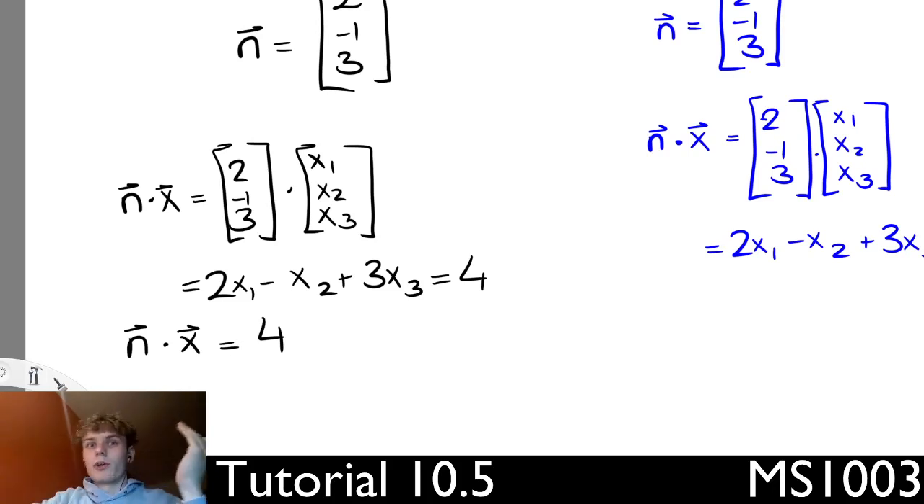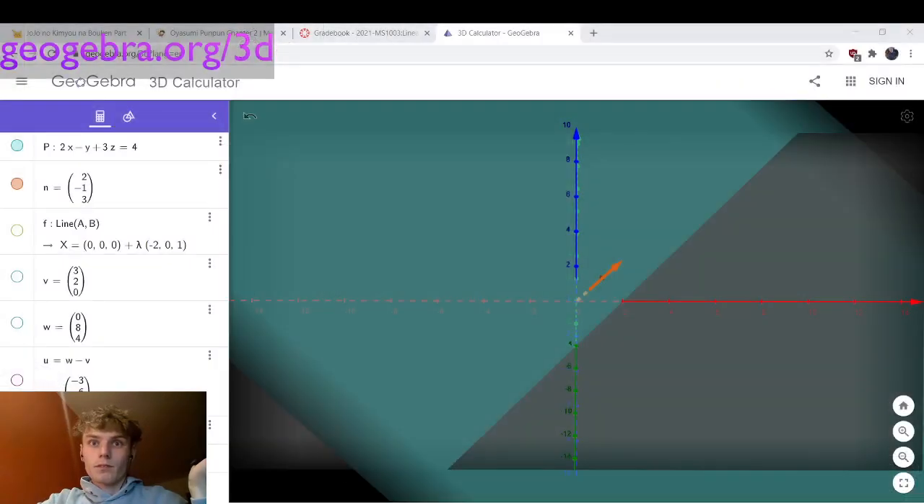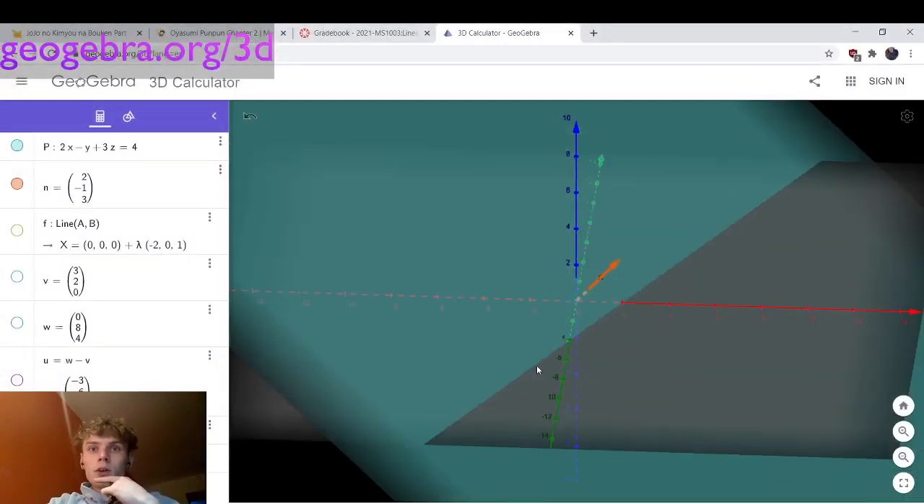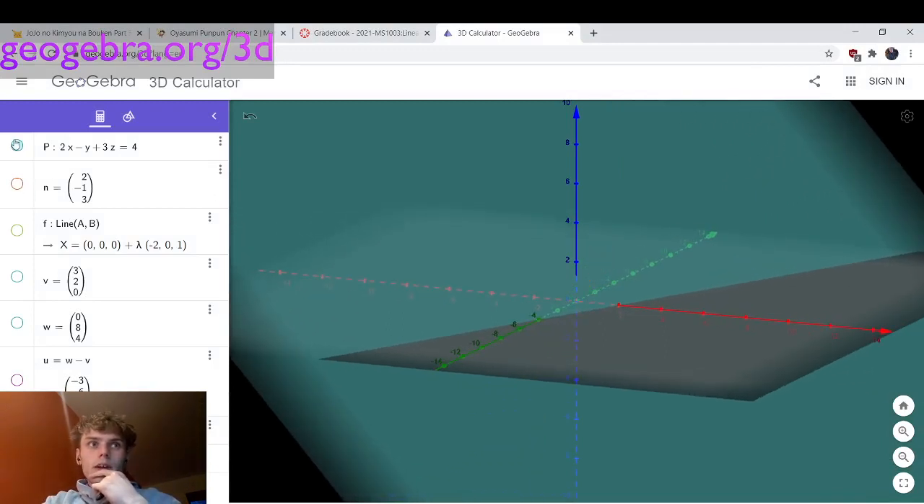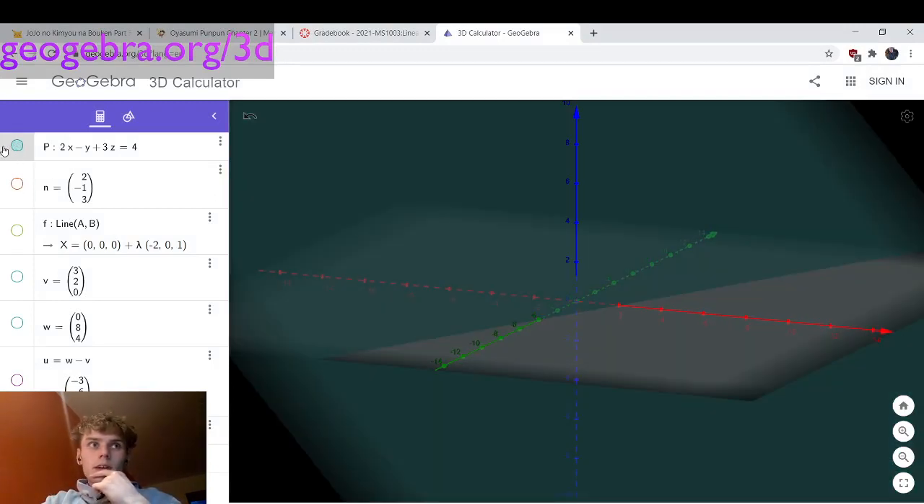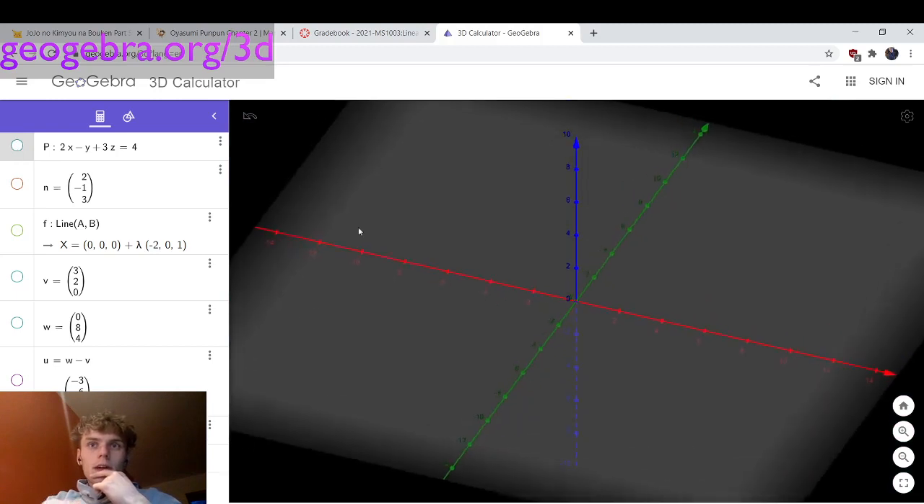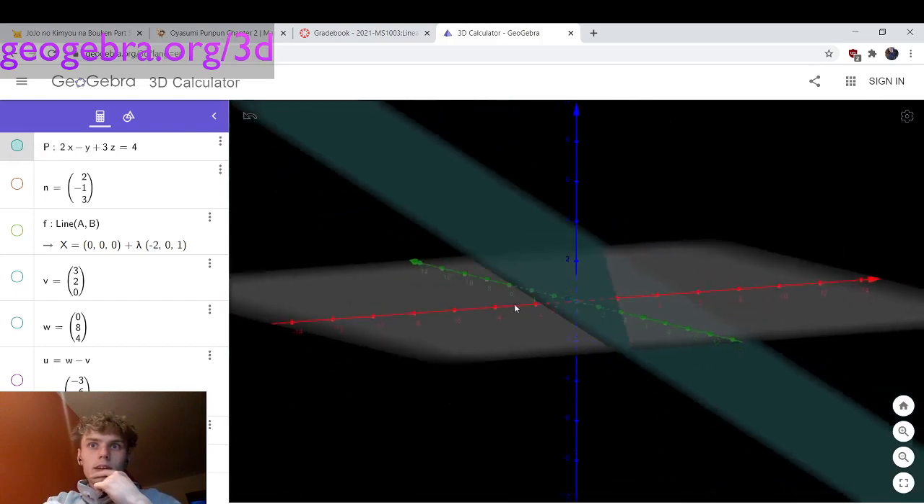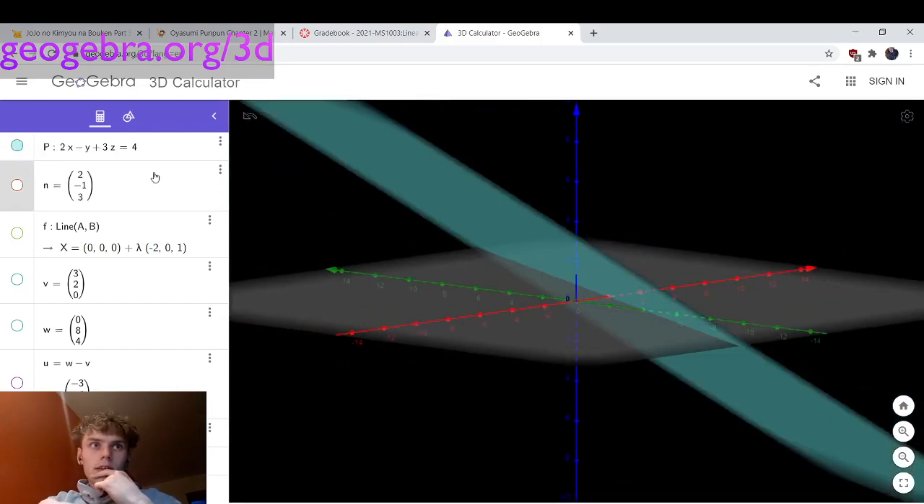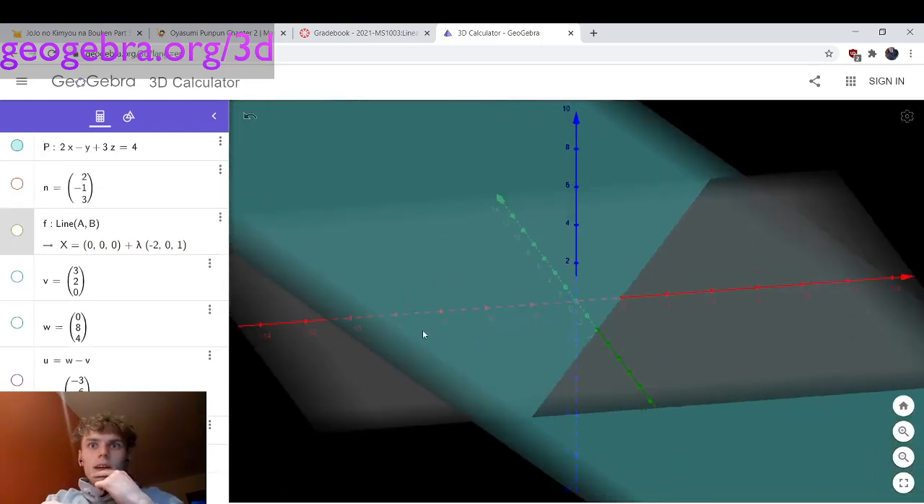I'm going to need to show you on GeoGebra what's actually going on. So bear with me. Here we are. So here's our plane. Our plane is going to come in and look like this. Okay, so here's our plane.